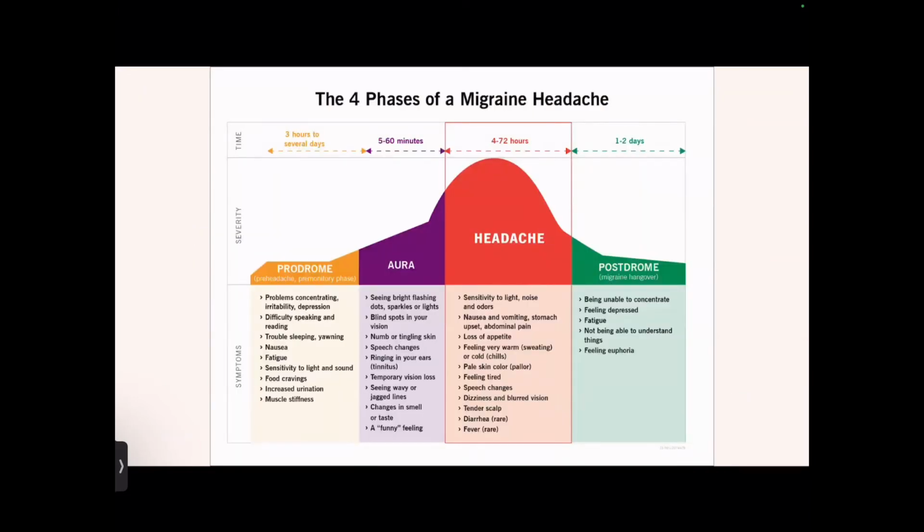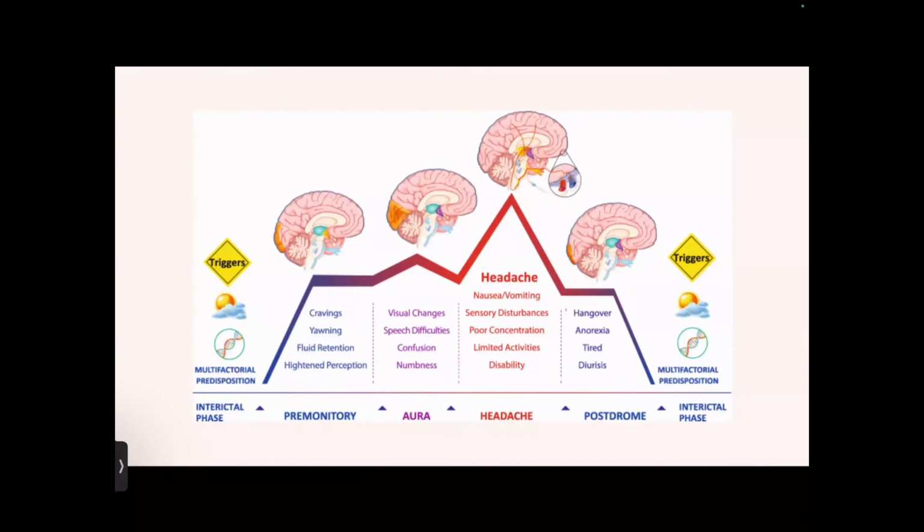So these were the 4 phases of a migraine headache. Now we're coming towards the treatment and the principles of treatment. This is how it was seen a few years before: a prodromal phase happens before the aura starts or before the headache starts, in which there are some problems concentrating, some irritability, some fatigue, sensitivity to light, and some people report increased urination and muscle stiffness. The aura can last between 5 to 60 minutes. Headache, we mentioned, lasts 4 to 72 hours, and then the postdrome, after the headache ends.